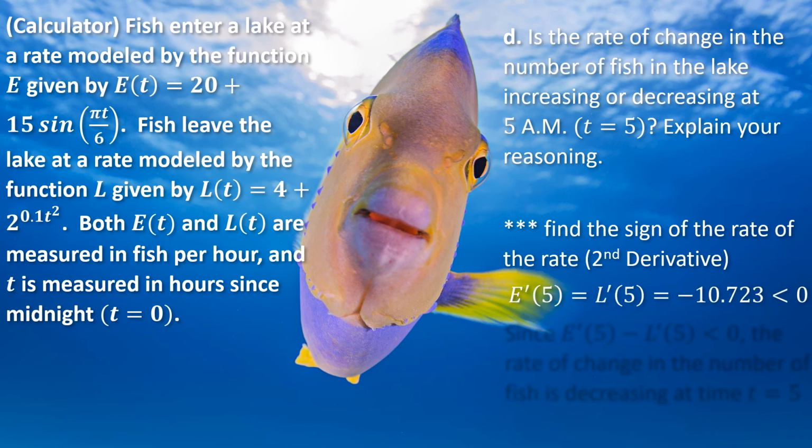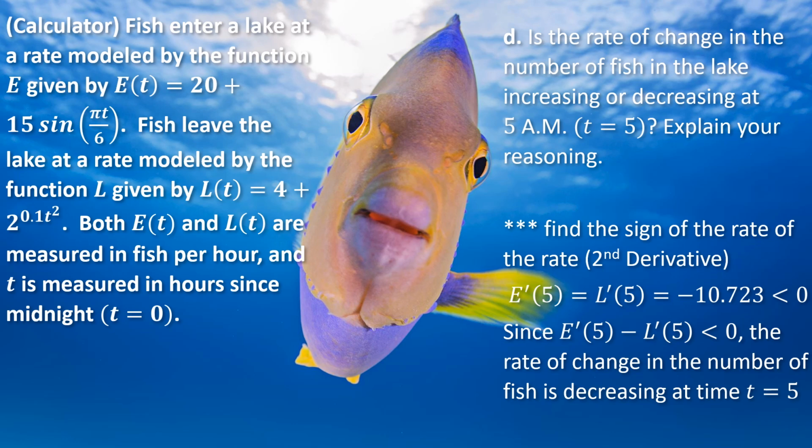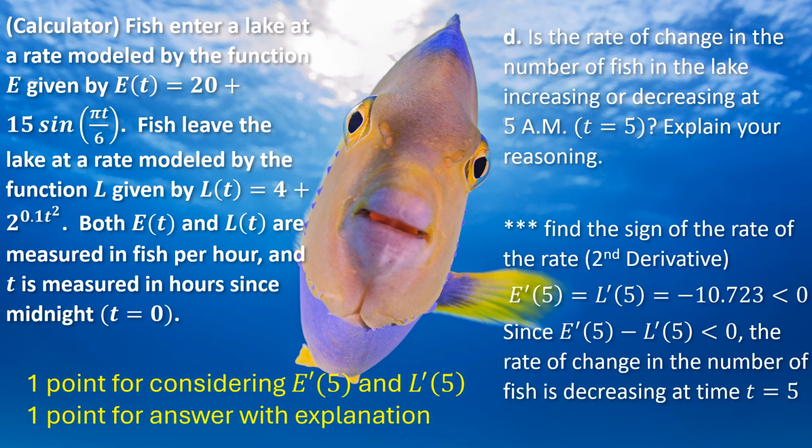All right, so for this, I'm going to take E prime of 5 minus L prime of 5, and I get a negative number. Of course, that's less than 0. Since that is less than 0, that's telling me that the rate of change in the number of fish is decreasing at time t equals 5. So I'm getting 1 point for even thinking about the derivatives of E and L at 5, and then 1 point for the answer explaining that the derivative of the difference is less than 0.